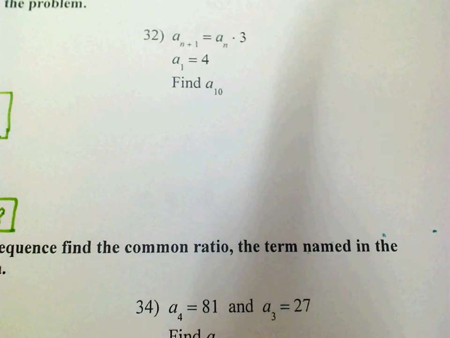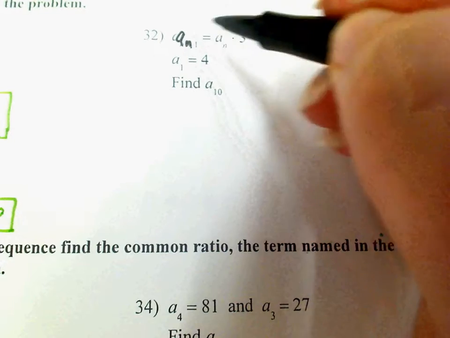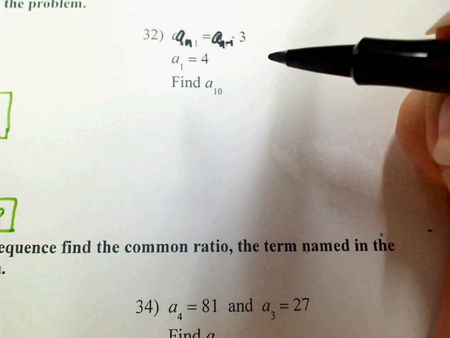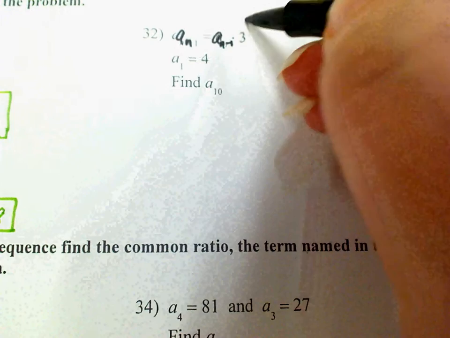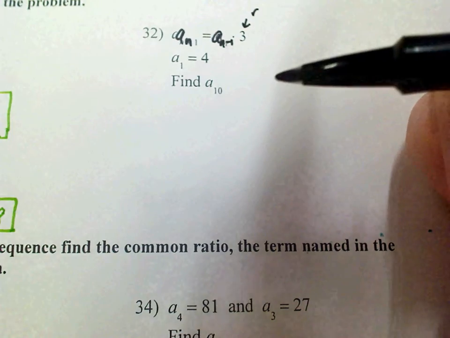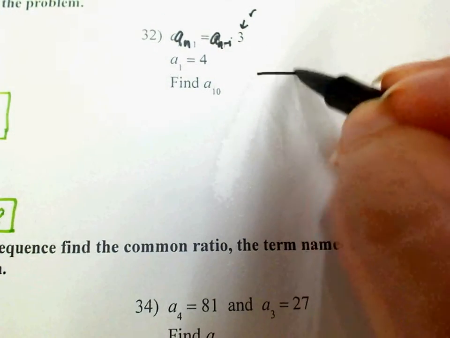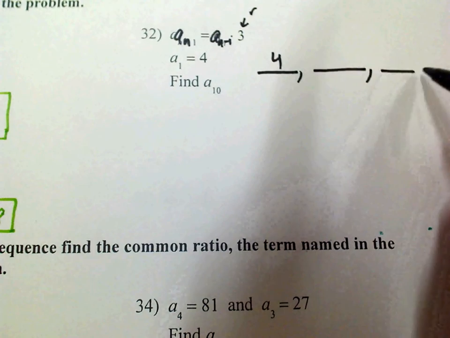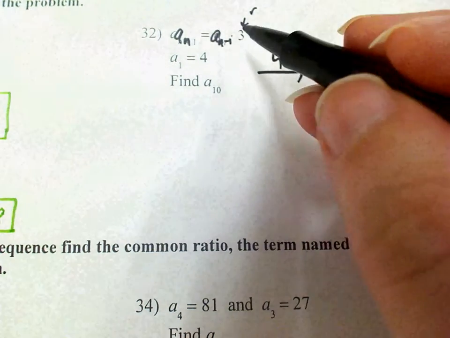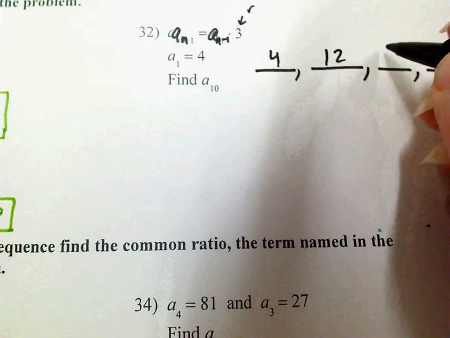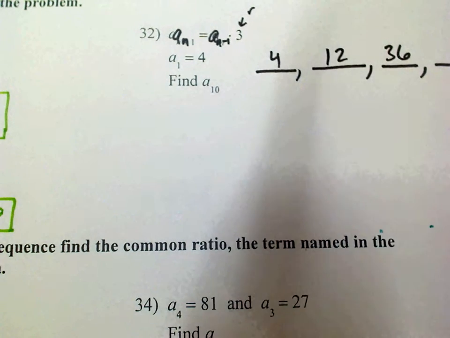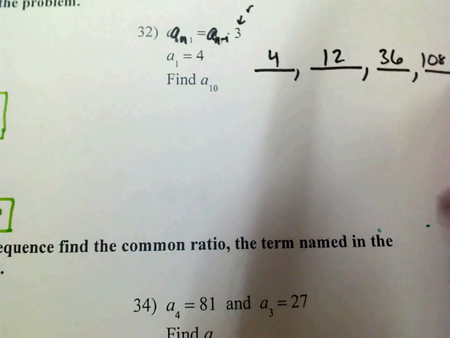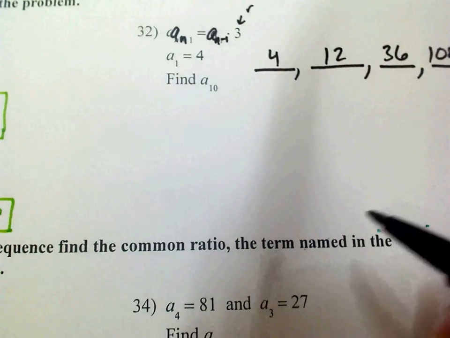Okay. On number 32. Again, we're going to think of this as a sub n and a sub n minus 1. Same difference. The common ratio is what goes right here, and then the first term is right there. So the first 5 terms are 4, and then I'm multiplying by 3. So times 3 is 12, times 3 is 36, times 3 is 108, times 3 is 324, I think.